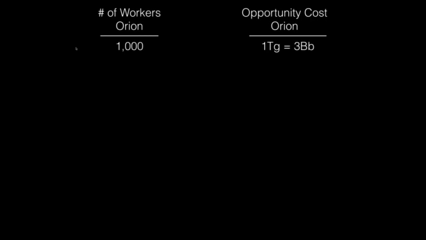As you remember, Orion had 1,000 workers in its labor force, and the opportunity cost of producing 1 ton of granite was equal to 3 bushels of blueberries. So every time a worker produced 1 ton of granite, that meant that 3 bushels of blueberries was not being produced. So what we can infer from that is if we want to produce the same amount of granite, tons of granite in terms of bushels of blueberries, we would need to have 3 workers producing granite for every 1 worker that is producing blueberries.